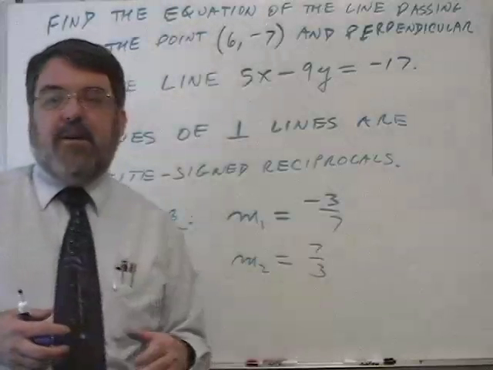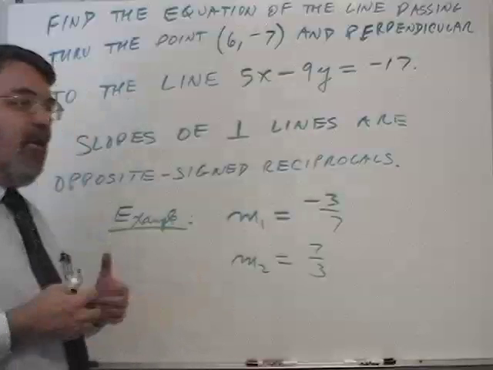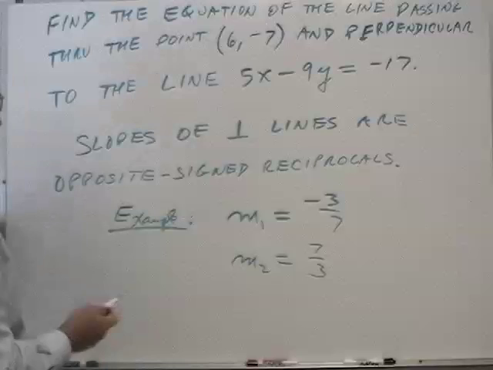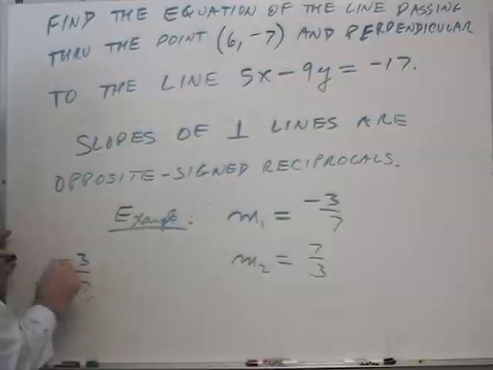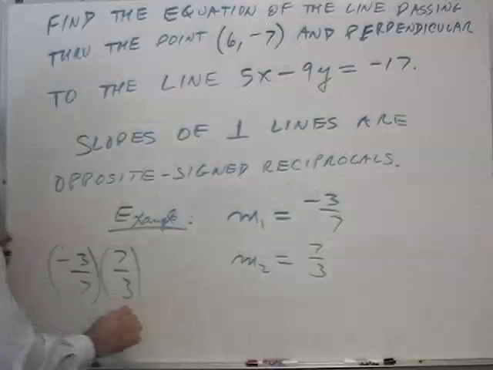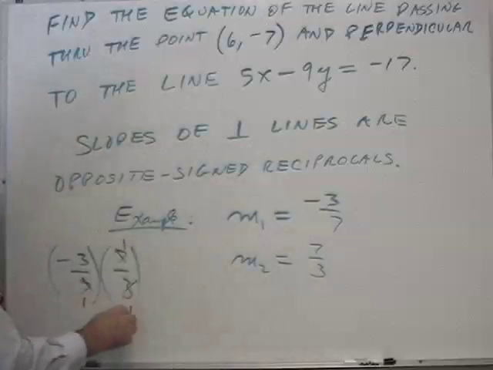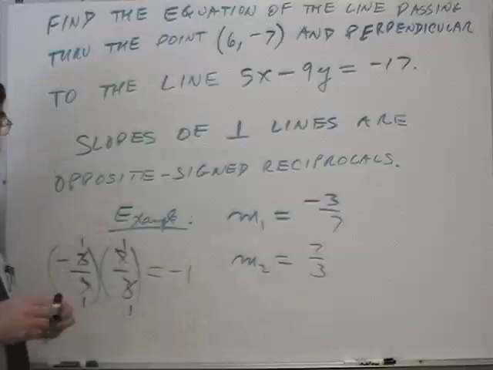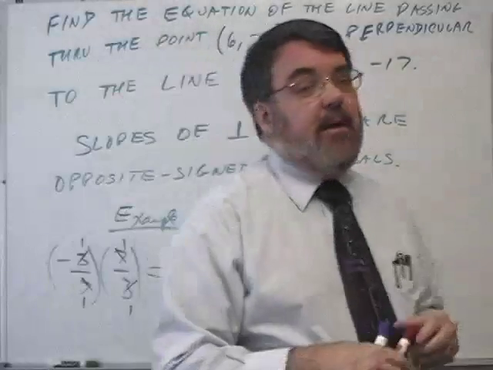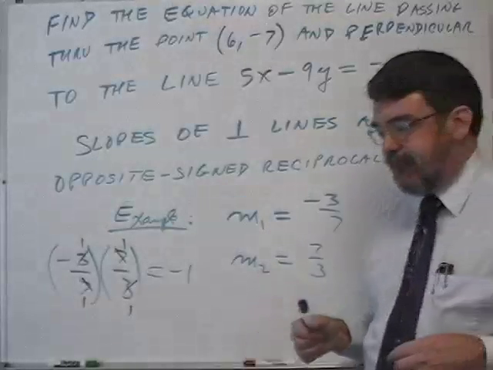One other little observation about this business here. If you multiply perpendicular slopes together, you always get -1. And so for example, if I multiplied those together, -3/7 times 7/3, then you would find the 7's cancel, the 3's cancel. So I have nothing but 1's and a negative left over. So that works out to be -1. Some textbooks describe this rule of perpendicular slopes in that way. The product of these slopes is always -1.